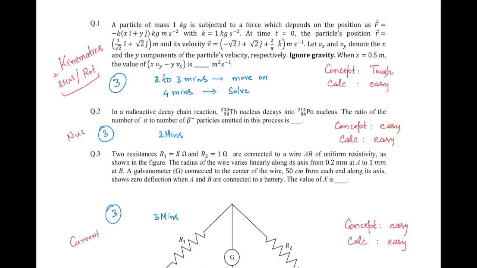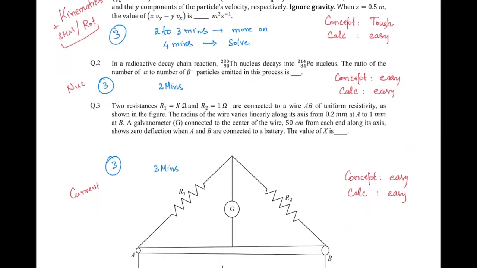Second one is a pretty concept wise easy, calculation wise easy question. Should have definitely been done in the paper. So in 2 minutes time this should have been done. It's a standard nuclear physics question.